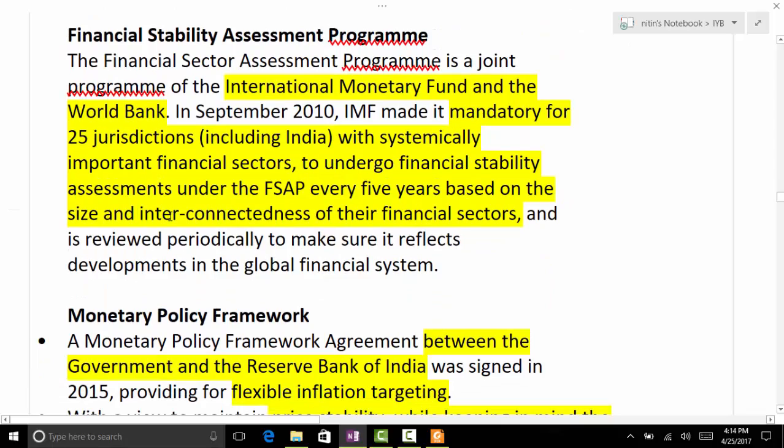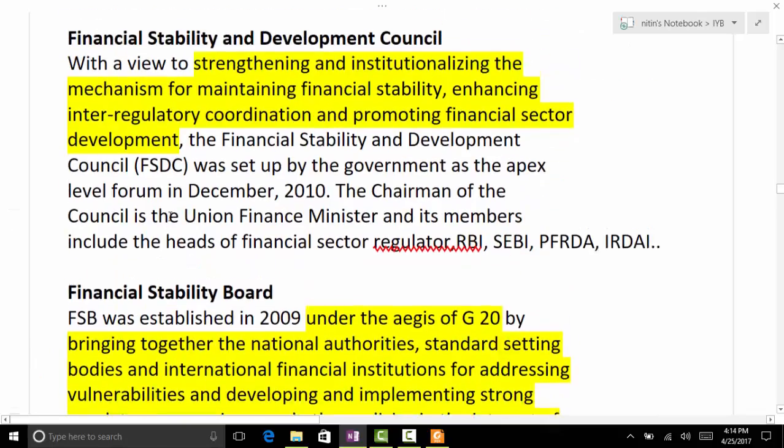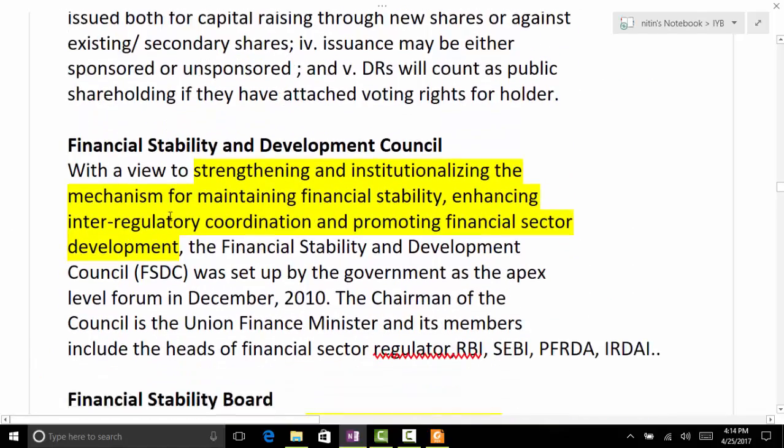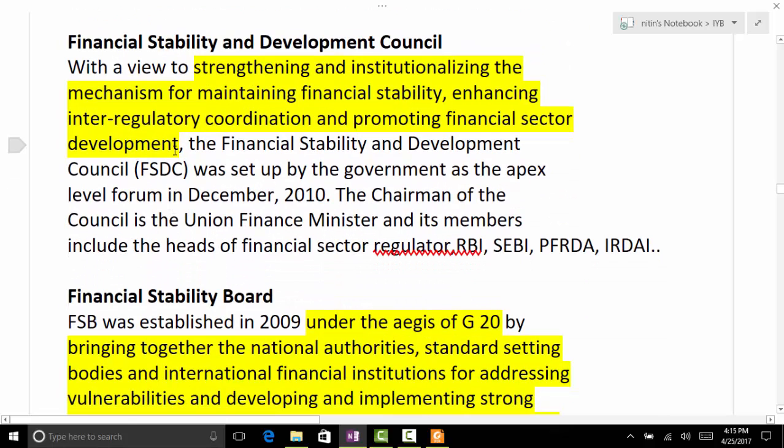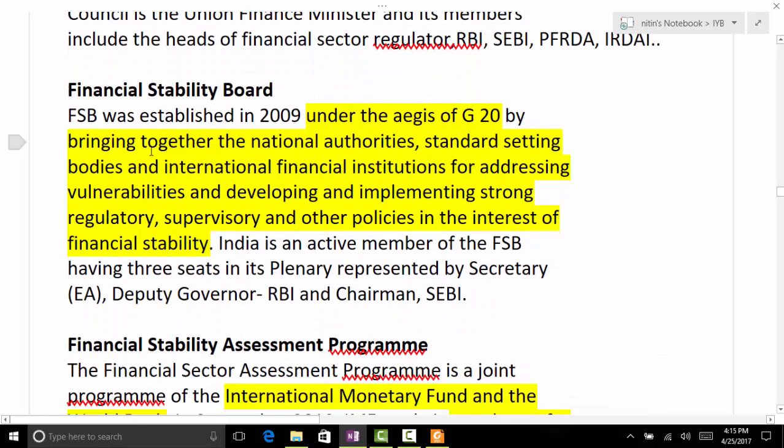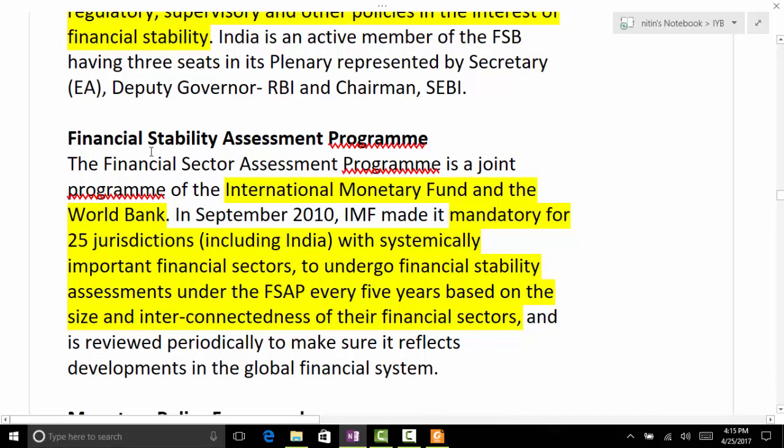Then the Financial Stability Assessment Program. So regarding financial stability, we have a couple of mechanisms. For example, this Financial Stability and Development Council. One is a council, one is a board, and one is a program regarding financial stability. Now this assessment program is of the IMF and World Bank. It's a joint program of the IMF and World Bank.